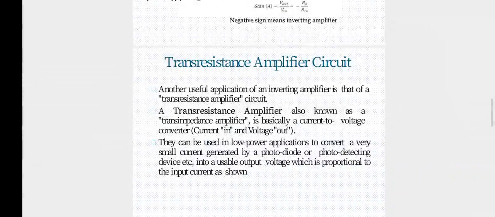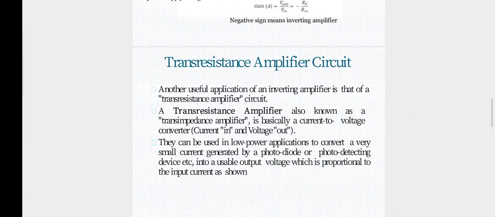Then the transresistance amplifier. Another useful application of the inverting amplifier is the transresistance amplifier circuit. A transresistance amplifier is also known as a transimpedance amplifier. It is basically a current to voltage converter. That means you give a current input, and you get a voltage output. They can be used in low power applications to convert the very small current generated by a photodiode or photodetecting devices into a usable voltage, which is proportional to the input current as shown.